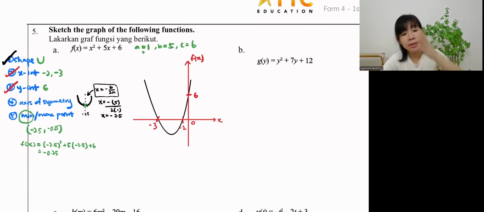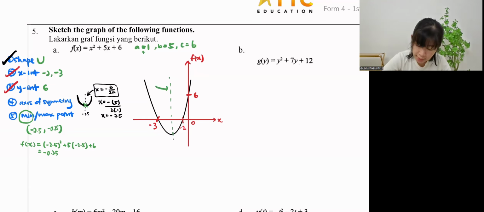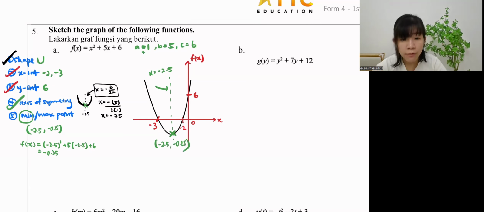So the axis of symmetry is the line in the middle. Okay, you just label in the middle. Okay, this line is x equal -2.5. Last one, minimum point. Okay, you plot and then you put the coordinate is -2.5 and -0.25. A complete graph done.